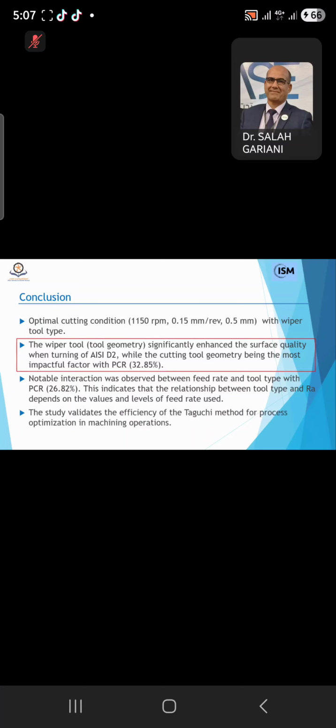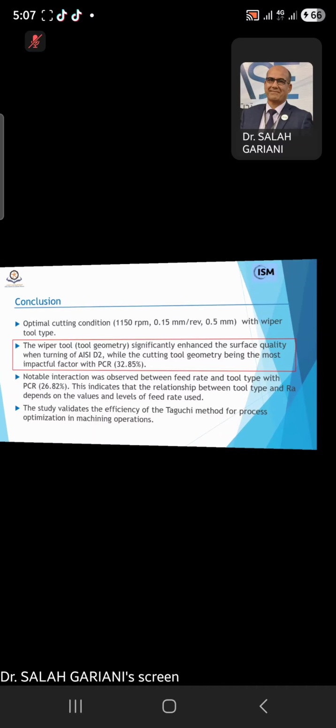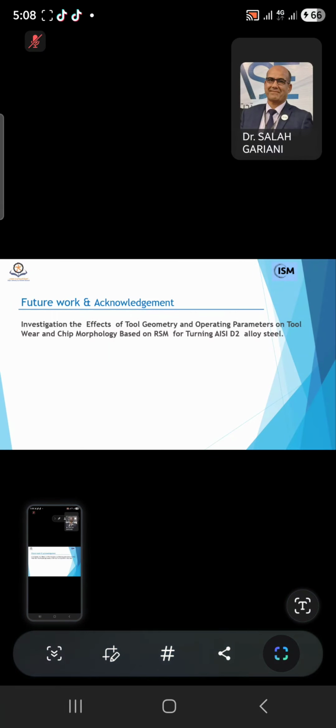And finally, the study validates the efficiency of the Taguchi method for process optimization in machining operations. The future work will be investigating the effects of tool geometry and operating parameters on tool wear and chip morphology based on response surface methodology, RSM, for turning D2 alloy steel. Hopefully this will be within next month.